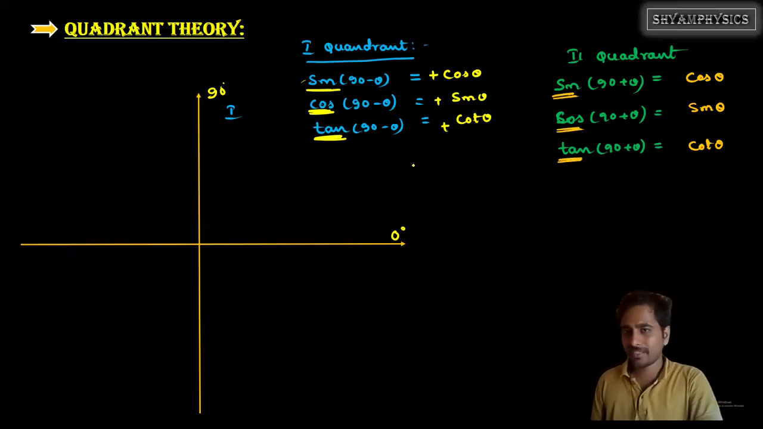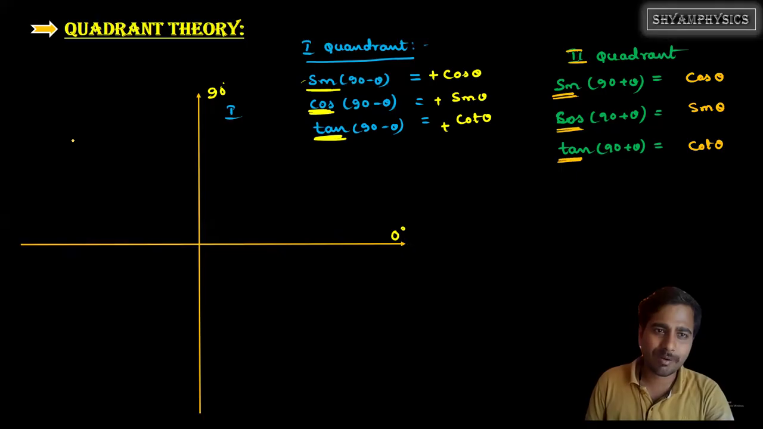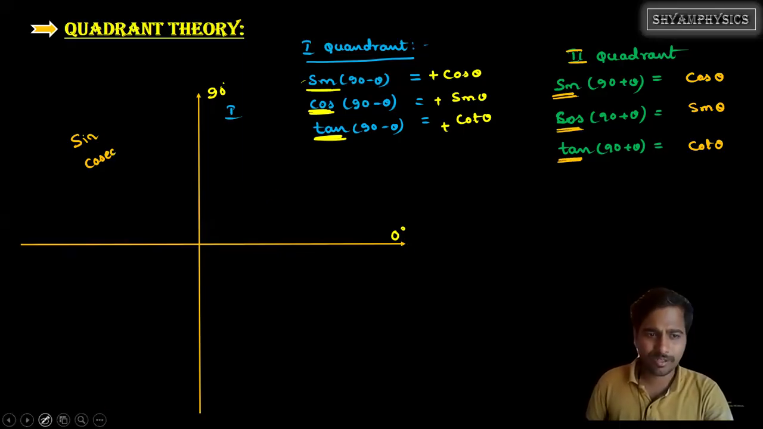What we did: 90 plus theta or 90 minus theta means first we need to change its trigonometric function. Okay, done. Then it is very simple. Now check, it is the second quadrant. In the second quadrant, sine theta and cosecant theta are positive. Remaining all are negative.